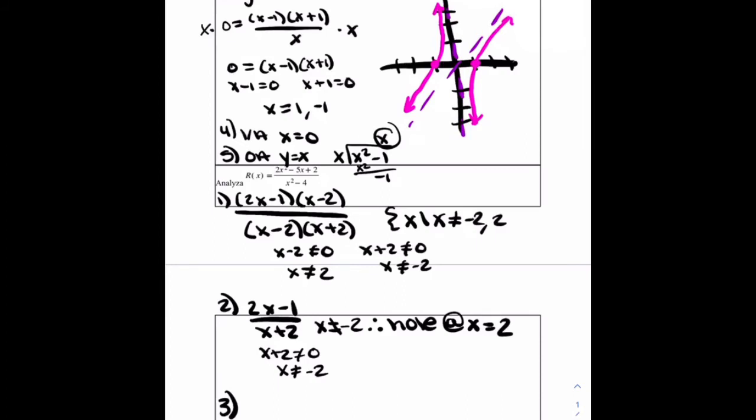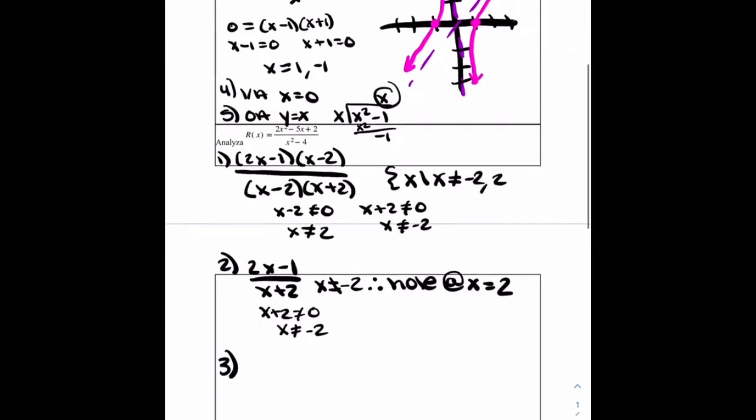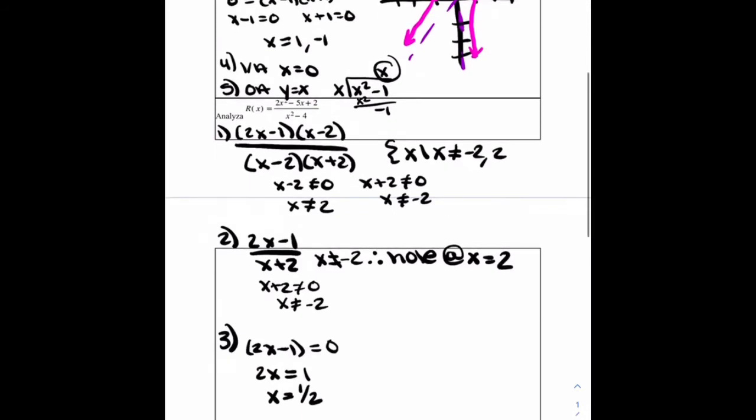Okay. So step 3, we are going to locate the intercepts of the graph. For the x-intercept, that's when y equals 0, or you can just set your numerator equal to 0, and you do it from your simplest terms. So we have 2x minus 1 equals 0, and then 2x equals 1, x equals 1/2.